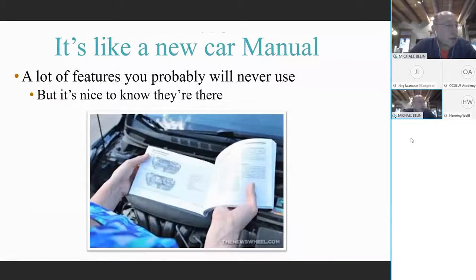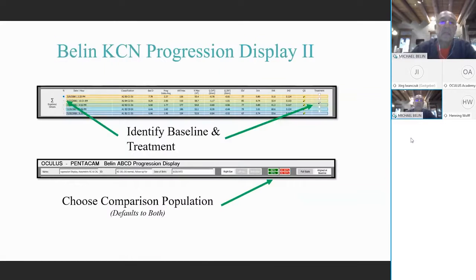For those of you who have heard me talk before, I use a lot of car analogies because I'm kind of a car person. The ABCD progression display is somewhat like a new car manual. There's a lot of features that you'll probably never use. Unfortunately, many of you probably never read the manual, but it's nice to know they are there. So let's go over some of them.